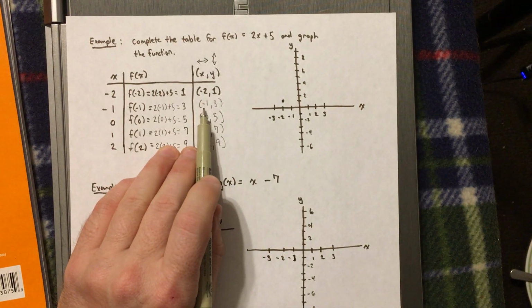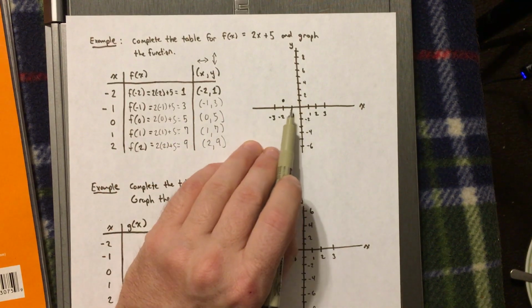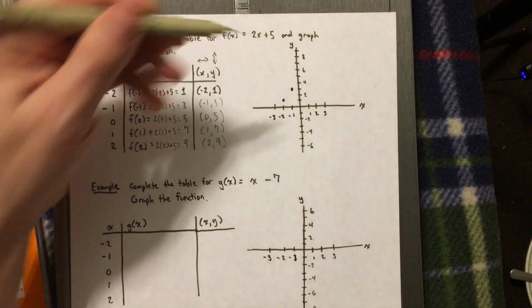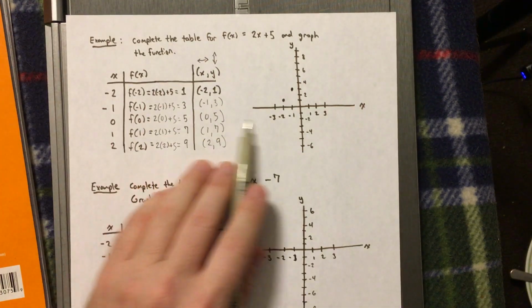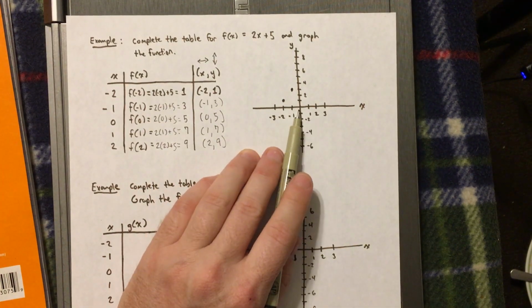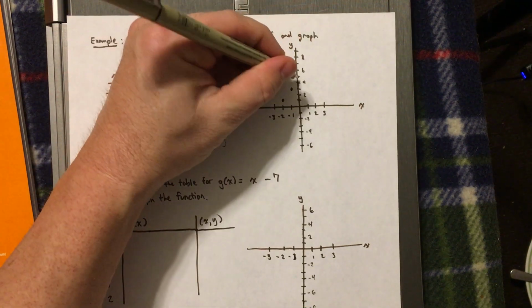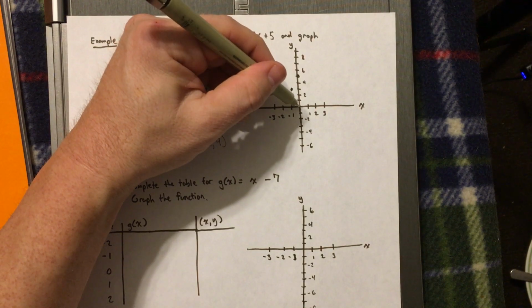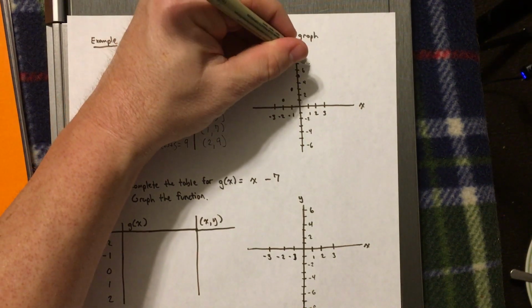So the next point is at -1, 3. So left 1, up 3. The next one would be at 0, 5. So for our x-coordinate, we don't move left or right, but we just move up 5 units. Then at 1, 7. So right 1, up 7.